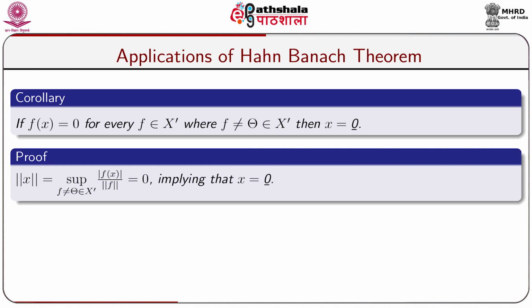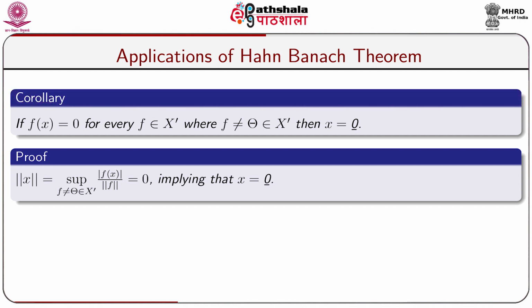So, we take a corollary. If f(x) is equal to 0 for every f belonging to X dash, where f is a non-zero bounded linear functional in the dual space, that is the first conjugate space, then x must be equal to 0. It is a very simple proof. In the earlier result we get norm of x is equal to the supremum of modulus of f(x) divided by norm of f, taken over all such non-zero bounded linear functionals on X.